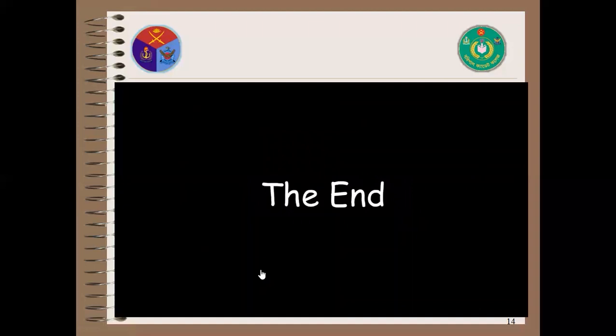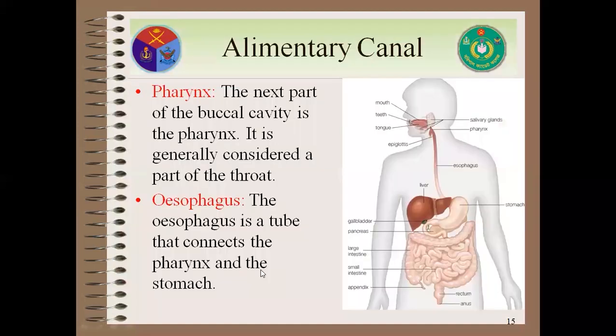Okay, dear boys, you can enjoy the video clips and also get the idea of the structure of a tooth from this video clip. Now, pharynx. The next part of the buccal cavity is called the pharynx. It is generally considered a part of the throat. Its length is 10 centimeters. The esophagus and trachea are separated from here.